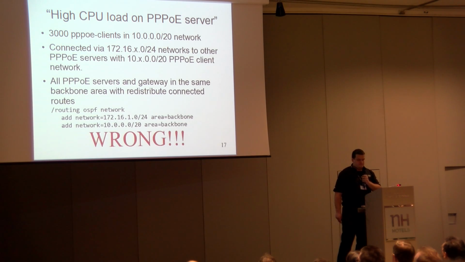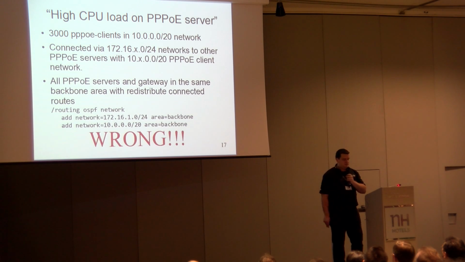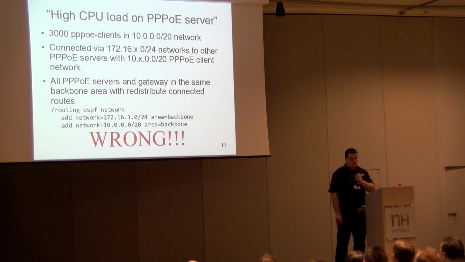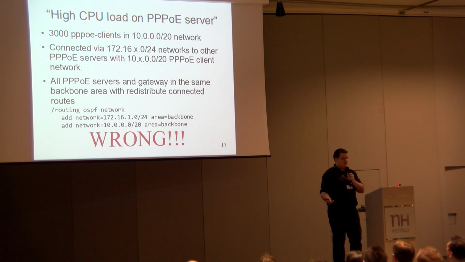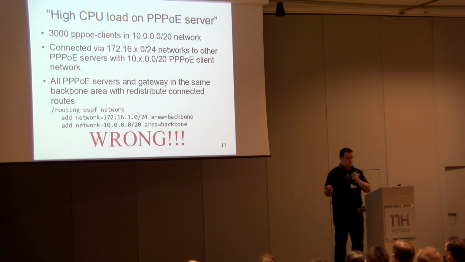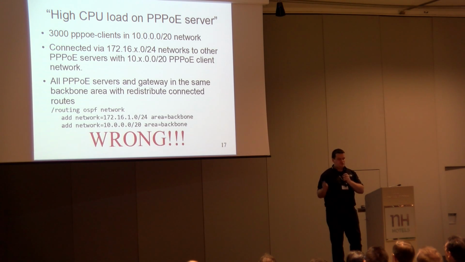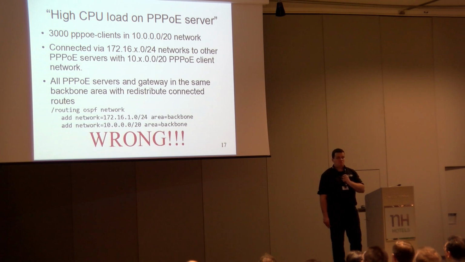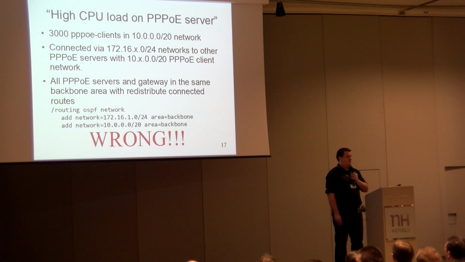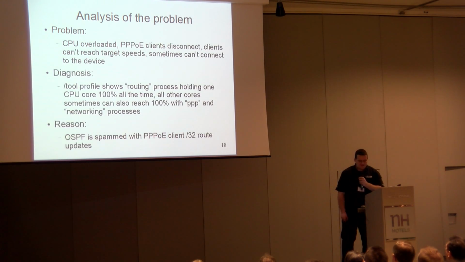And all the PPPoE servers are exactly in the same backbone area, and redistributed connected routes are enabled. And all the OSPF configuration that you have, you just added these networks to the backbone. Sounds easy, like I do that every day, no? But it's wrong. So what is wrong there?